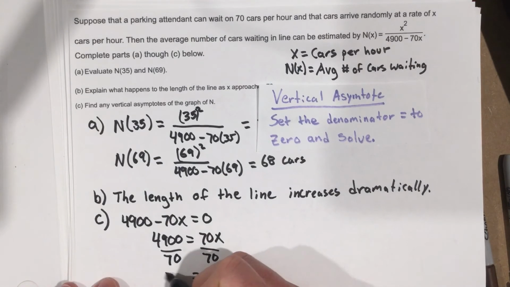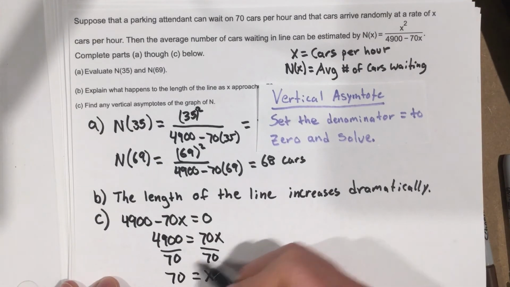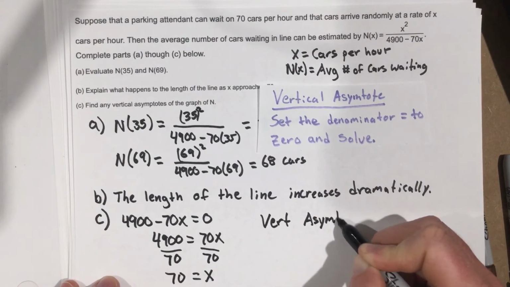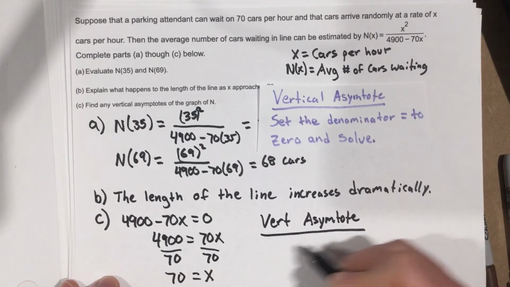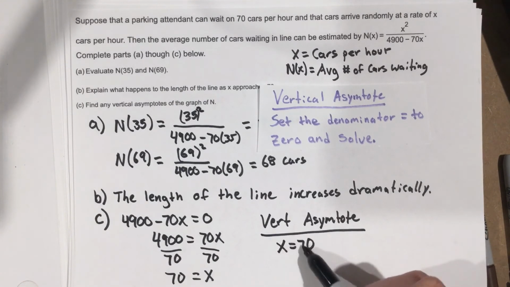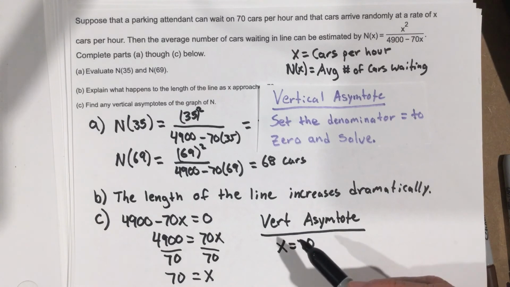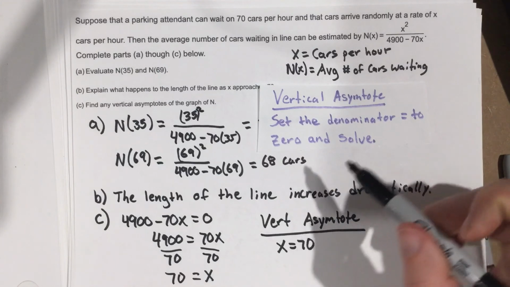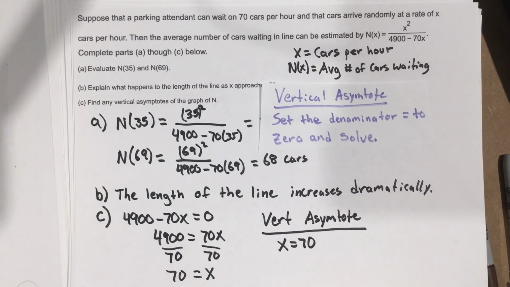It is. So we have a vertical asymptote at x equals 70. Meaning that this function is approaching this x value of 70, and as it approaches this x value of 70, it increases dramatically. All right, it's going towards infinity, positive infinity. Hope that makes sense.